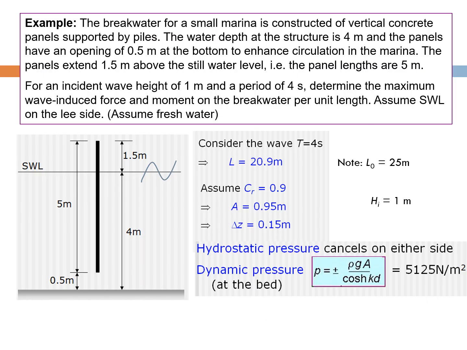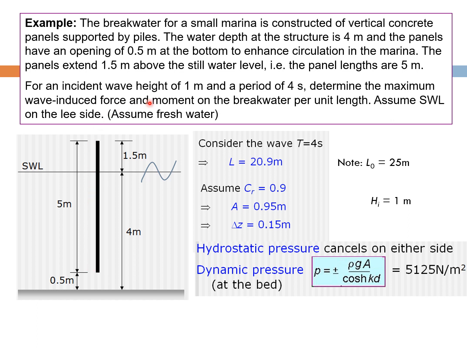Let's look at this example. The breakwater for a small marina is constructed of vertical concrete panels supported by piles. The water depth at the structure is 4 meters, and the panels have an opening of 0.5 meters at the bottom to enhance circulation in the marina. The panels extend 1.5 meters above still water level with a total length of 5 meters.